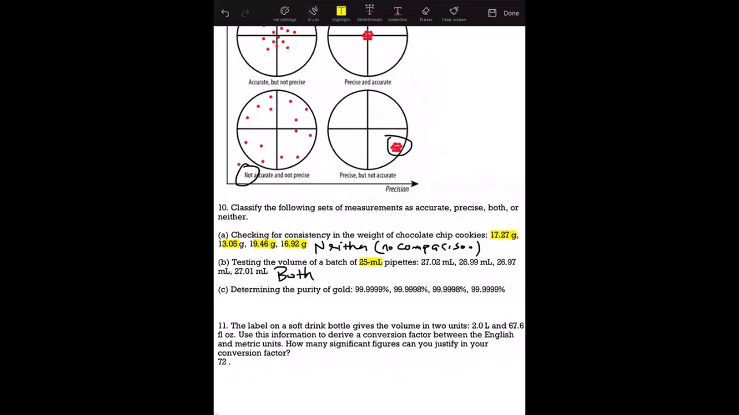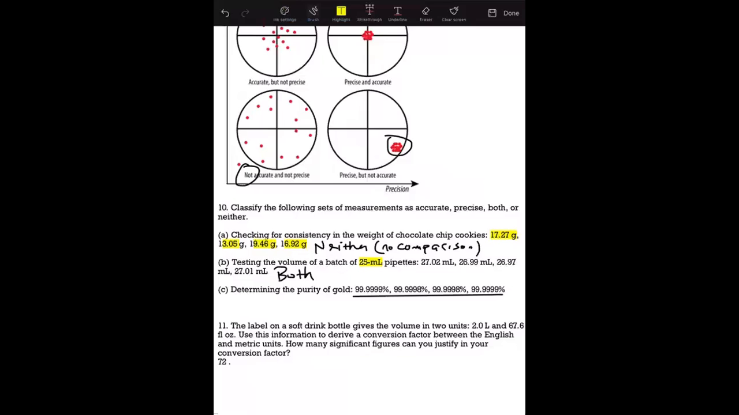All right. The precision is the distance between the actual data points, which is very low. And then the accuracy is the closeness of that to that 25 milliliters. So these numbers are both accurate and precise. And then for C, look at these numbers. What do you think?